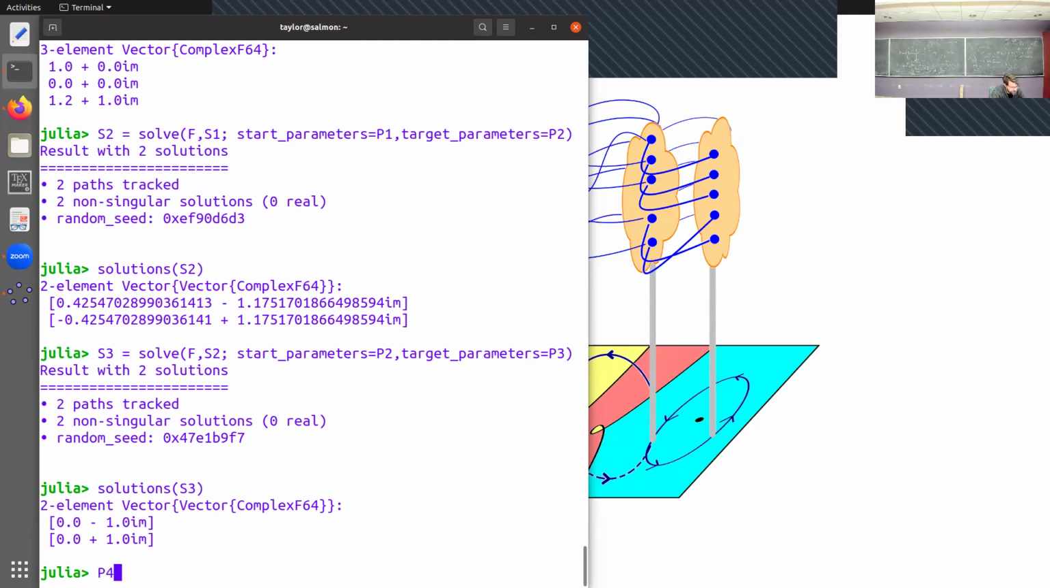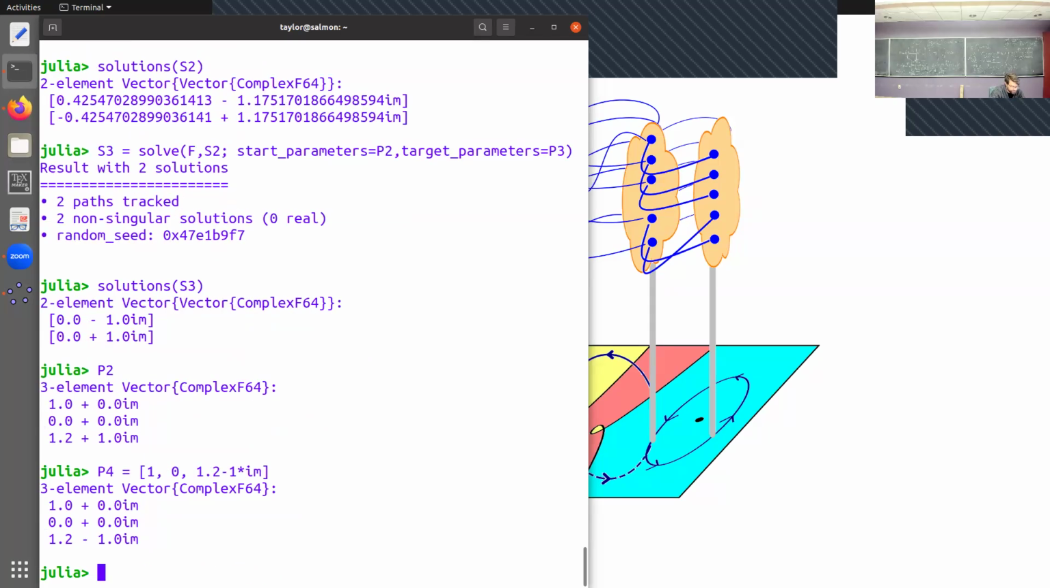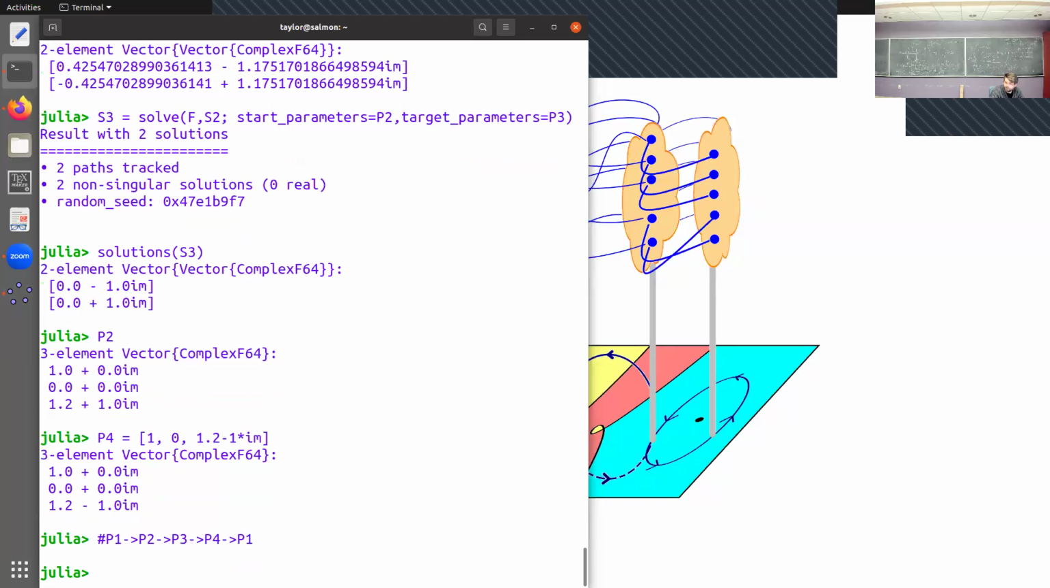Okay, but now I'm going to do something interesting. What was my P2? It was that. P4 is going to be its conjugate. Minus. Okay. So the idea here is going to go from P1 to P2 to P3 to P4, but then back to P1. So this is an even worse way to find the solutions to x squared minus 1. I'm going to start with the start system, x squared minus 1, find the solutions, and then do this ridiculous loop and come back to where I started.